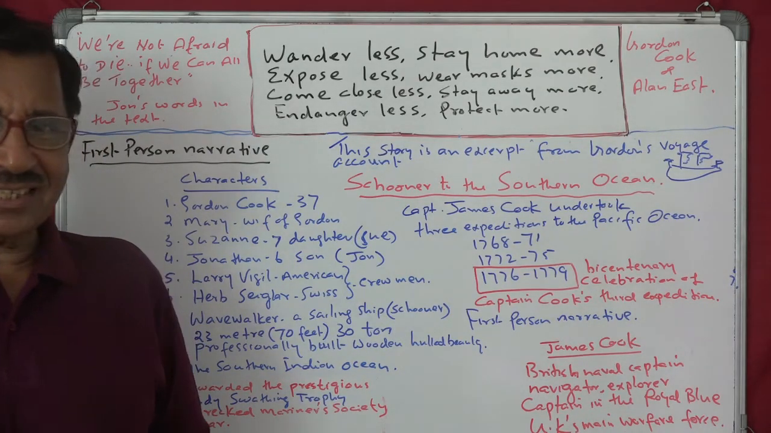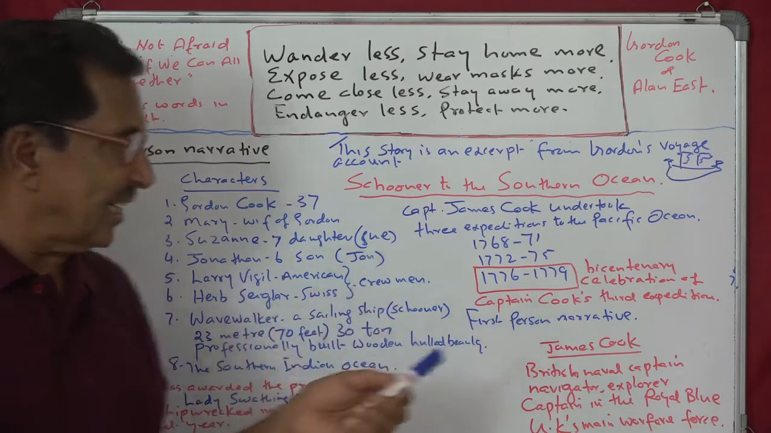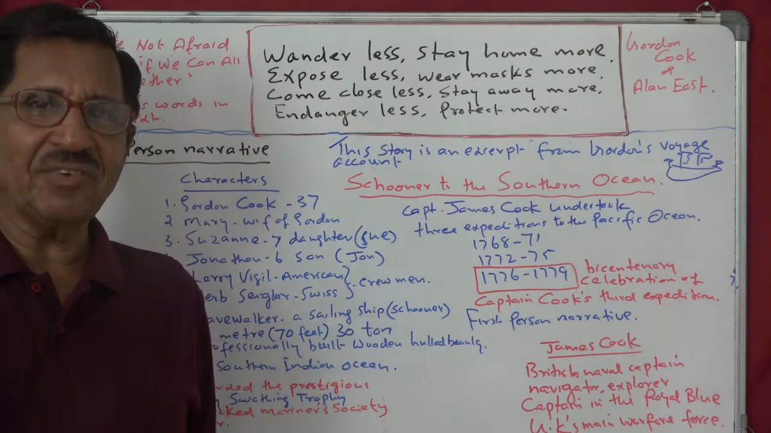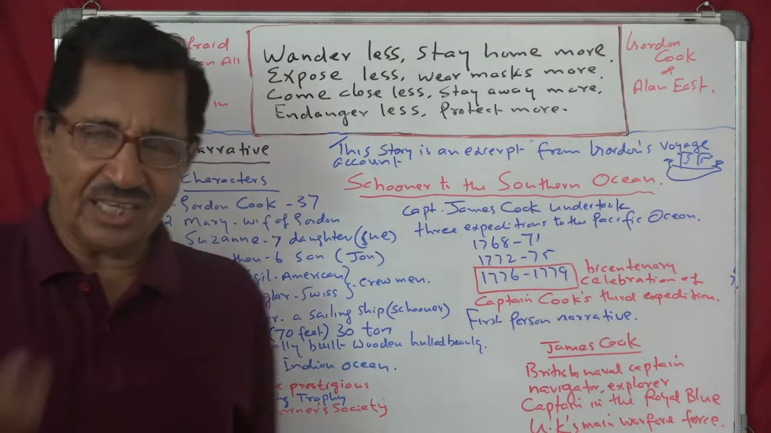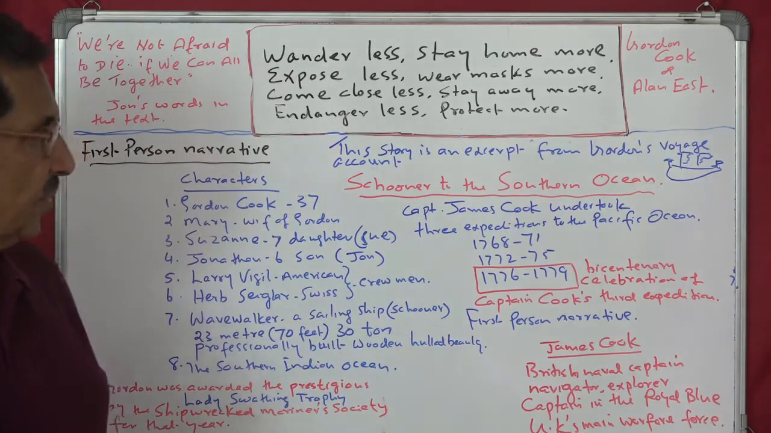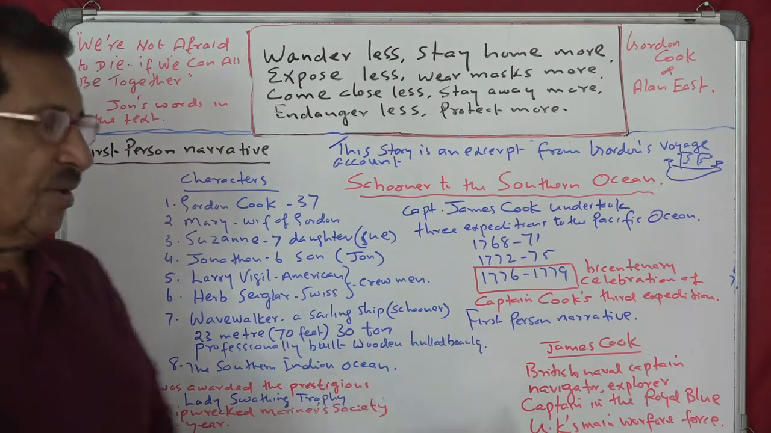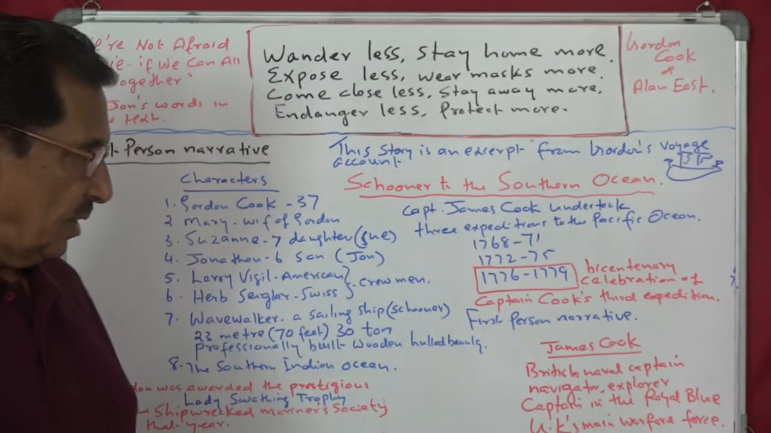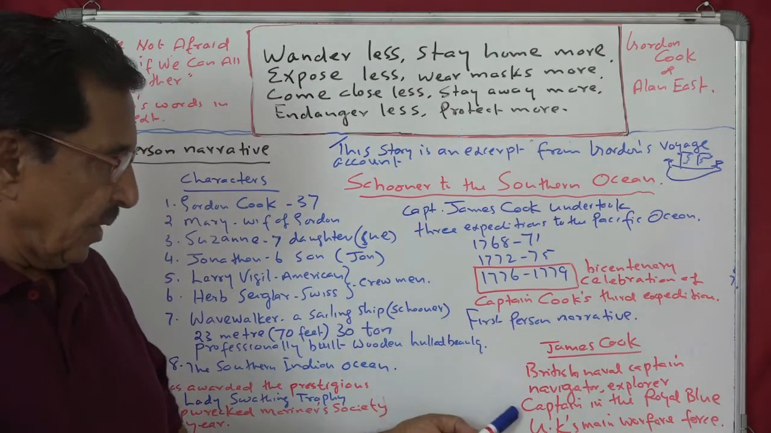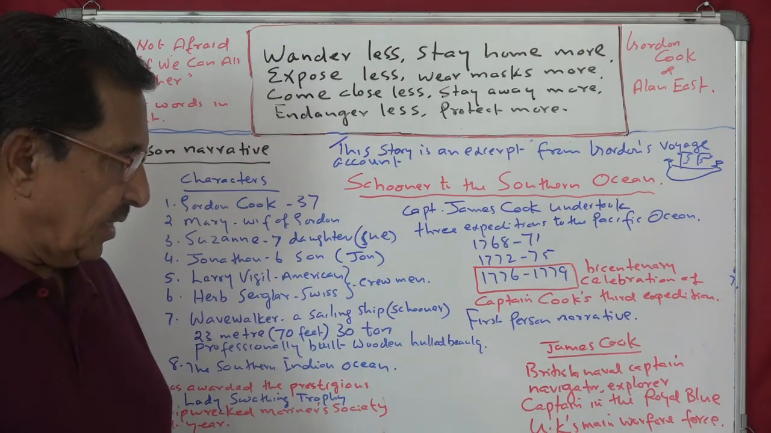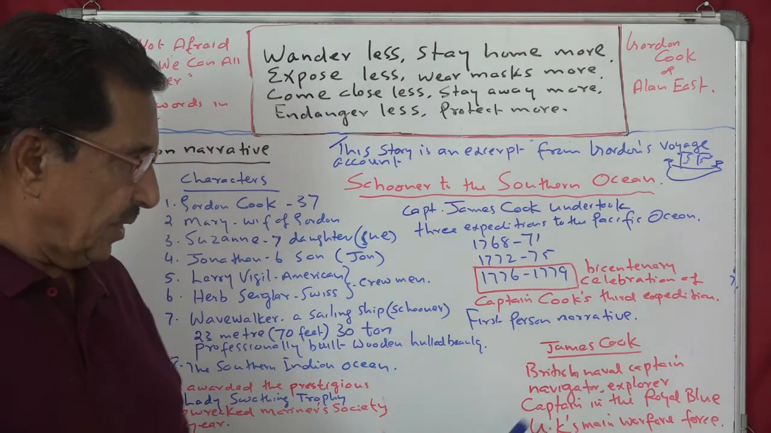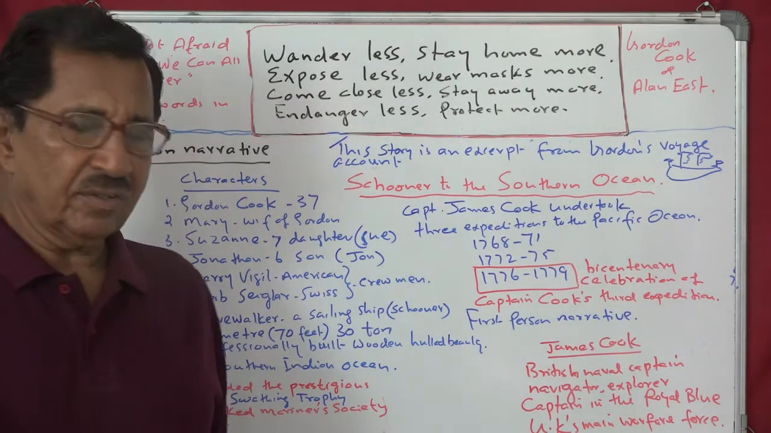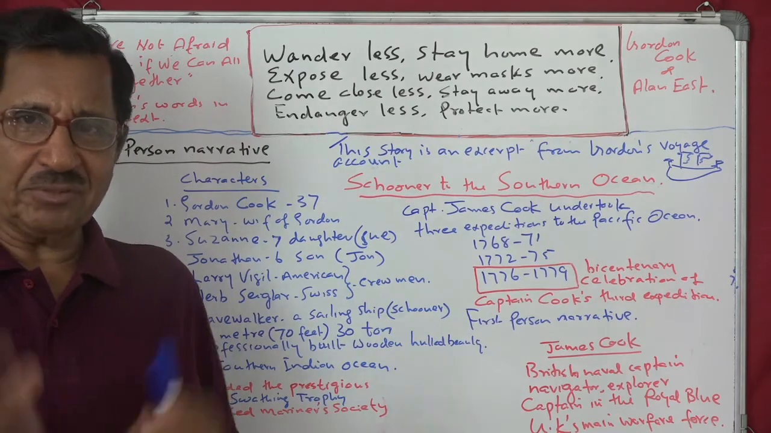Now what happens here is very interesting. The narrative is a first person narrative, that means I and my family. That's what it is. And another point to notice is that the background is played by Captain James Cook. And who was James Cook? A British naval captain, navigator, explorer, captain in the Royal Navy, the UK's main warfare force. So that is James Cook.